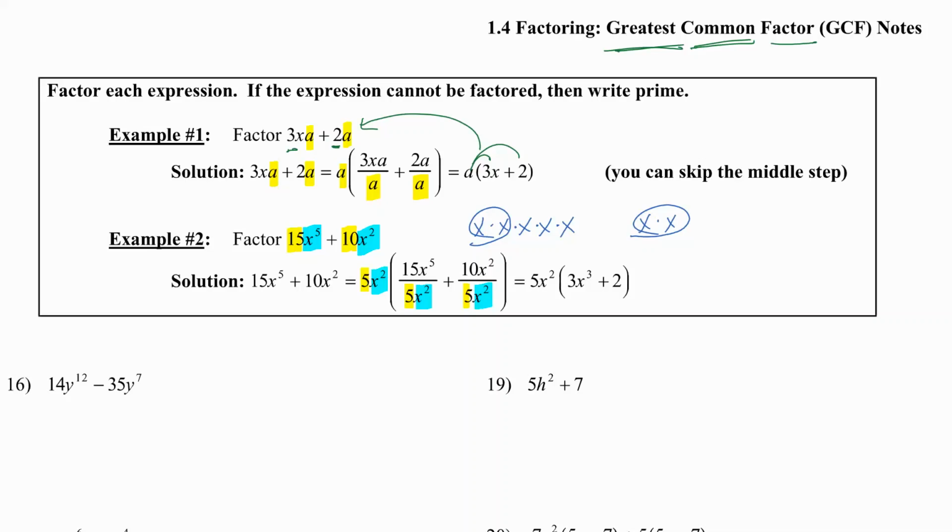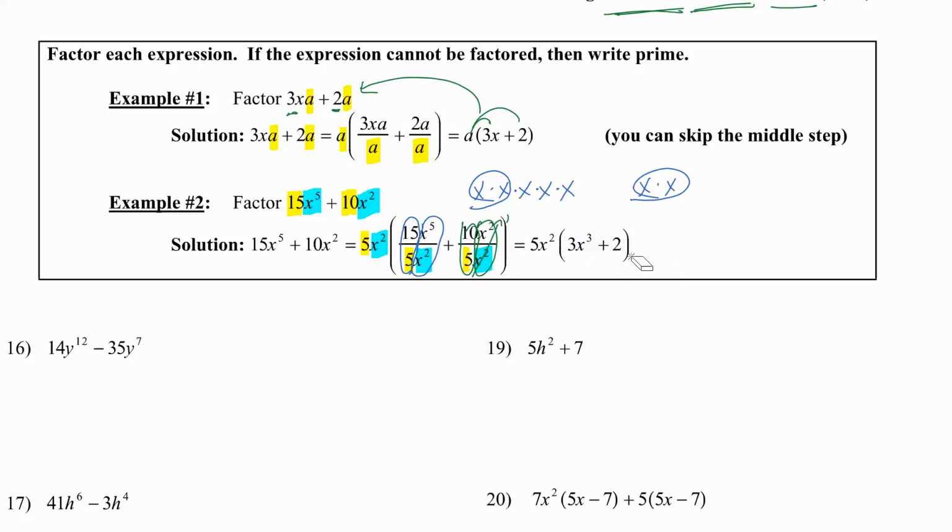So if we go to simplify that, 15 divided by 5 is 3. And then x to the 5th divided by x squared is x to the 3rd. And we'll do the same thing on the next one. 10 divided by 5 is 2. And x squared divided by x squared, that is just 1. And so again, that's the factored form, and we can double check that by multiplying these back.